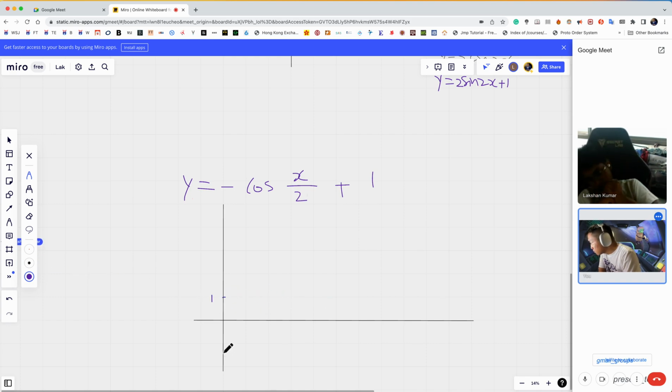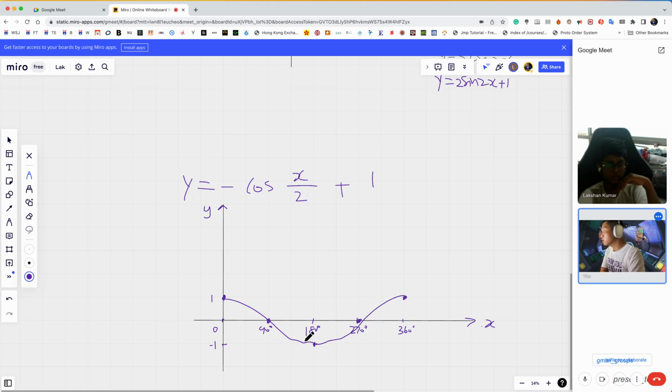The basic curve is 1, negative 1, 0, at 90, 180, 270, 360. This is x, this is y, and then the cosine curve is from here to here to here, back up. So you come down first, then back up. Good. By the way, for this you need to use a pencil. Okay, so this is your cosine x.